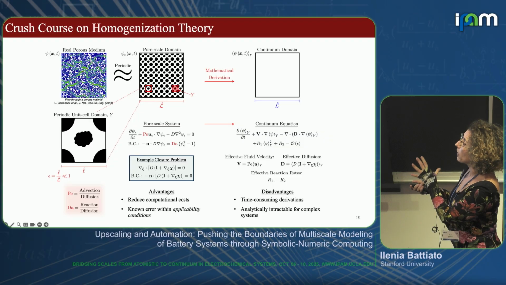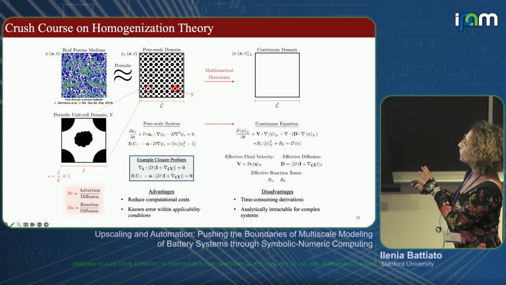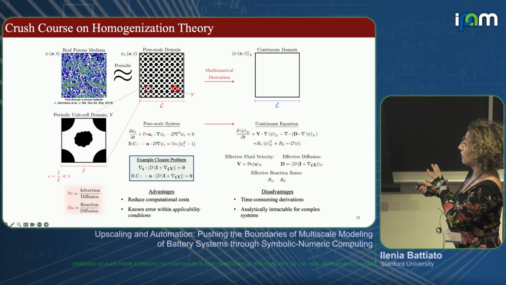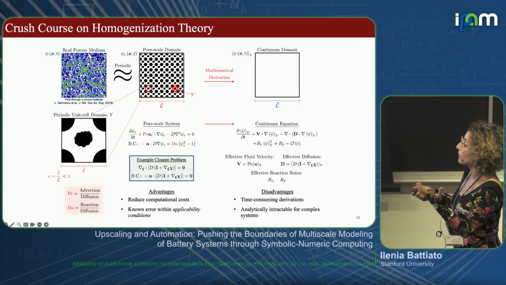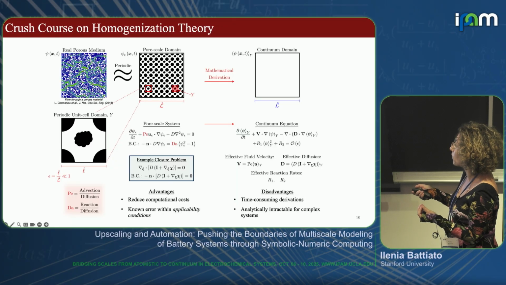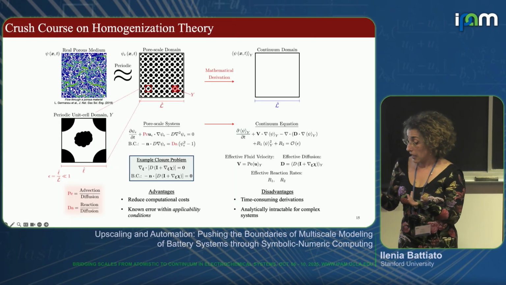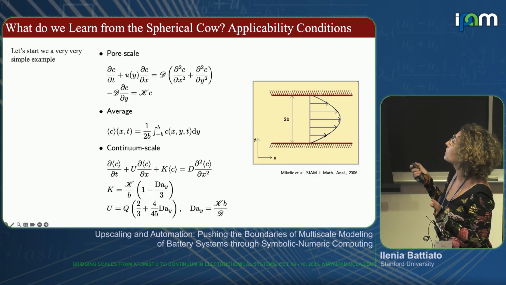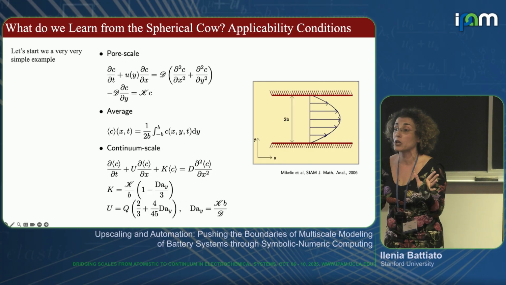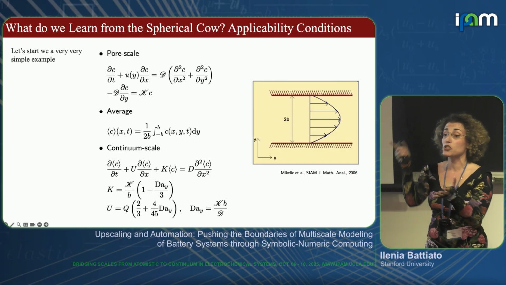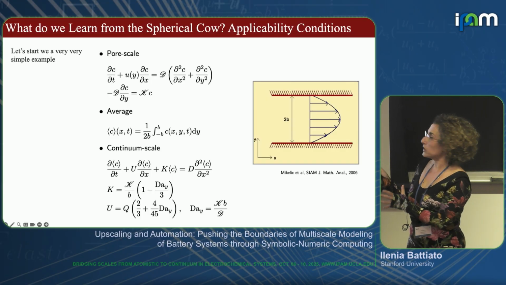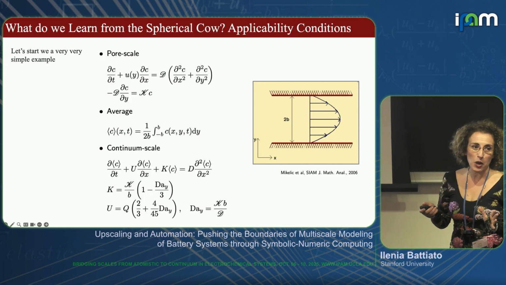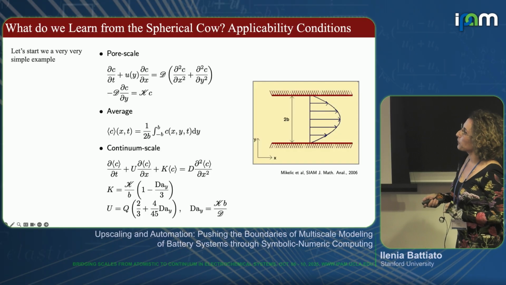So as of now, I told you essentially how generally you get the continuum scale equations and the effective coefficients, and how the closure variable plays a critical role. But I didn't tell you something quite important, which is what I talked about a lot before: these applicability conditions. How are we going to find these applicability conditions in this procedure? For this, I'm going to just use a typical spherical cow kind of problem, just to make a point.